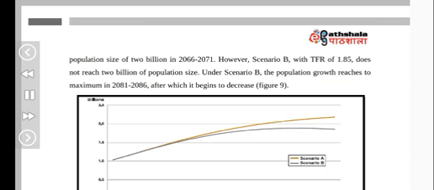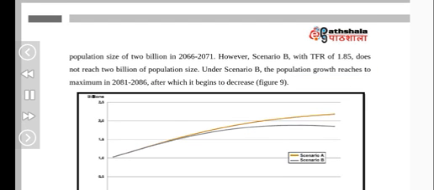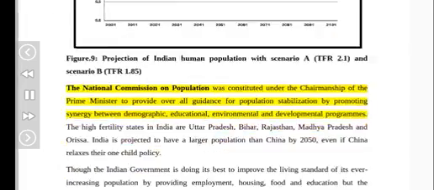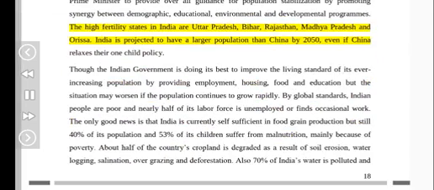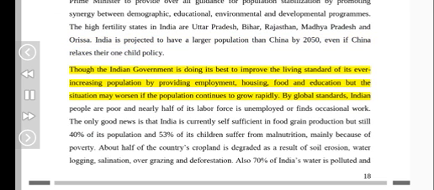The National Commission on Population was constituted under the chairmanship of the Prime Minister to provide overall guidance for population stabilization by promoting synergy between demographic, educational, environmental and developmental programs. The high fertility states in India are Uttar Pradesh, Bihar, Rajasthan, Madhya Pradesh and Orissa. India is projected to have a larger population than China by 2050, even if China relaxes its one-child policy. Though the Indian government is doing its best to improve the living standard of its ever-increasing population by providing employment, housing, food and education, the situation may worsen if the population continues to grow rapidly.